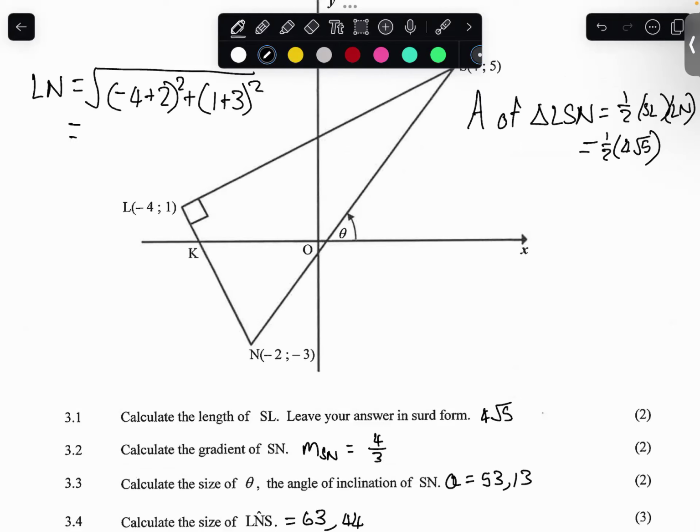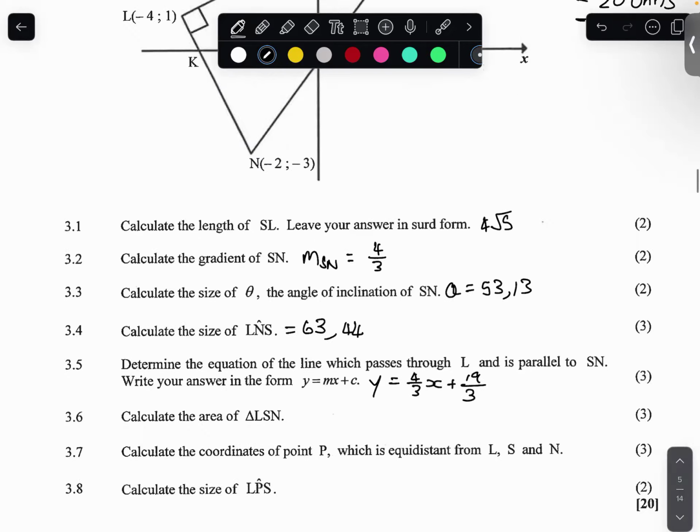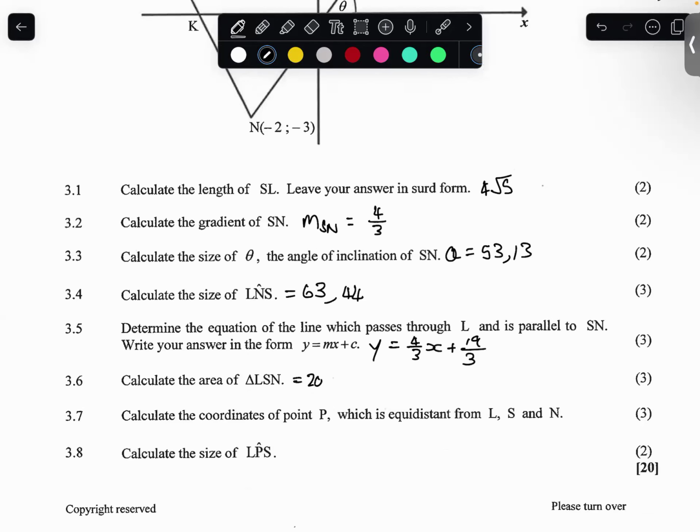I'm going to put that in on the calculator. It gives us an answer of 2 the root of 5. So this is times 2 the root of 5, and this whole thing will go in on the calculator to get the area of triangle LSN, and it gives us 20 units squared. All right, so the area here is 20 units squared.